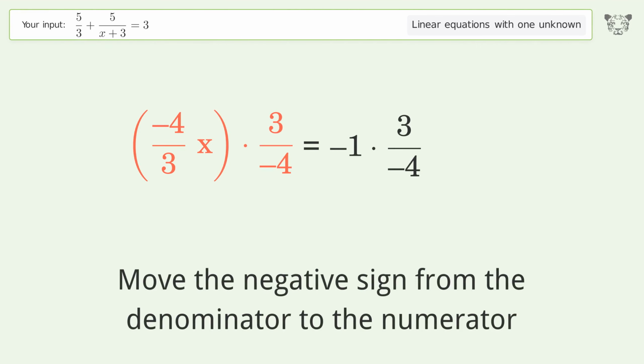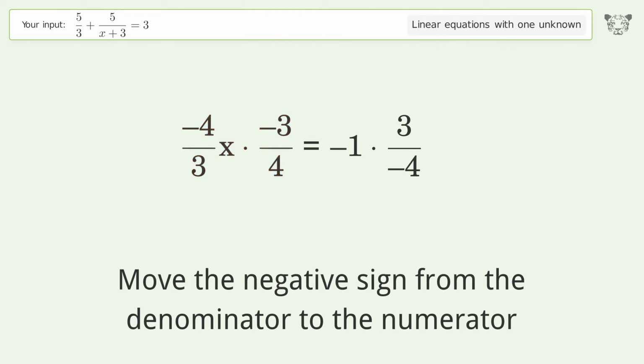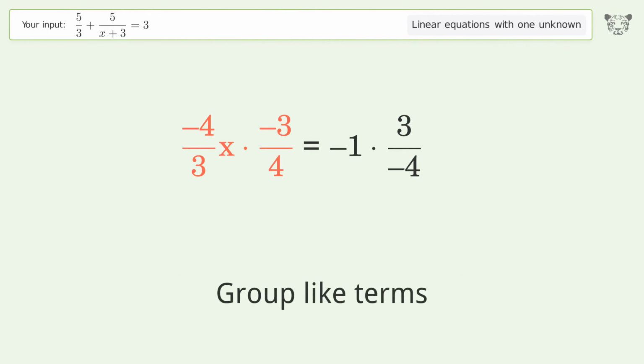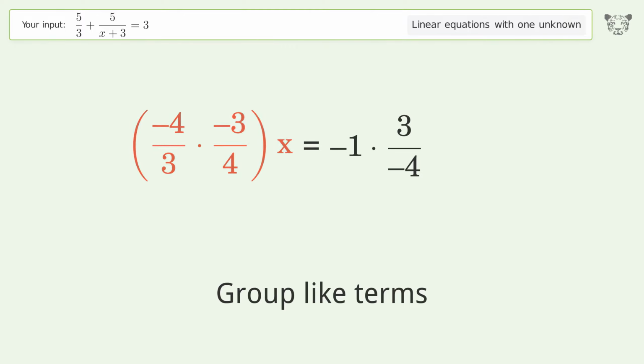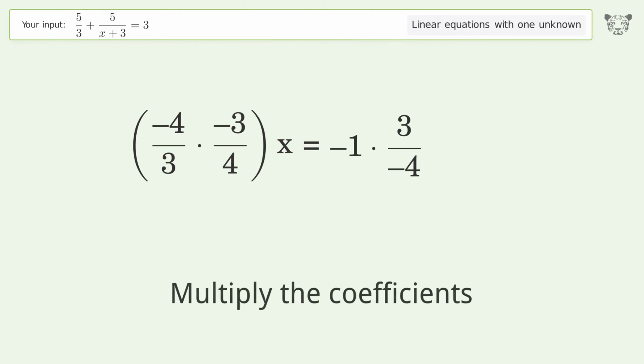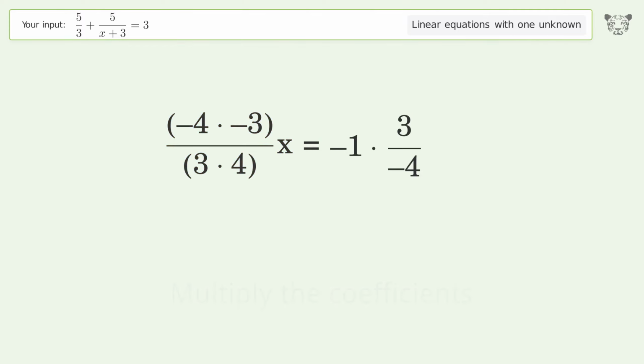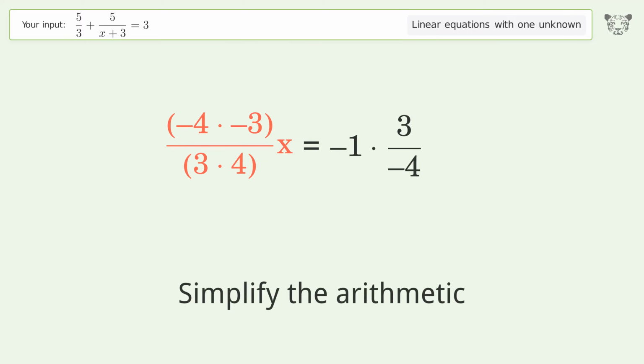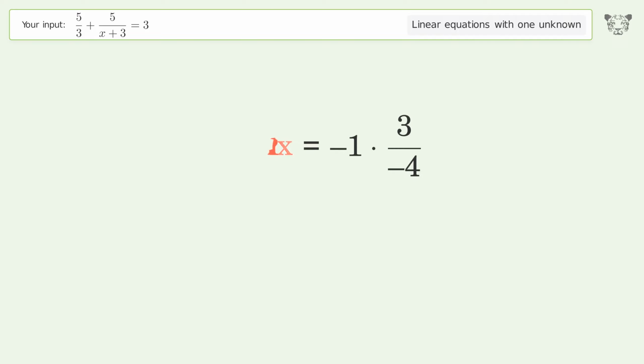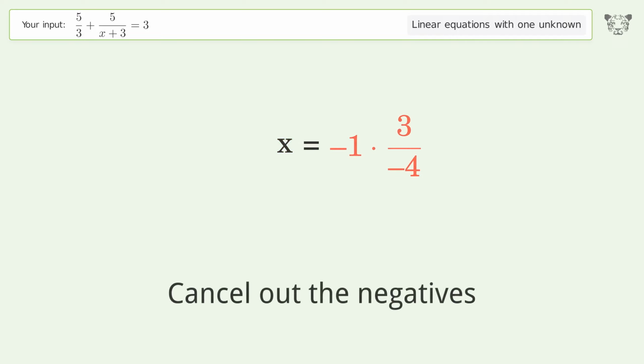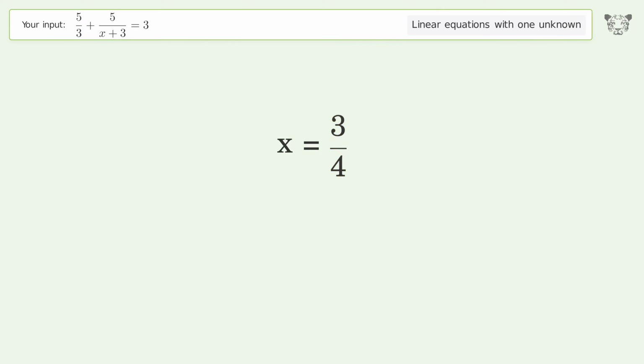Move the negative sign from the denominator to the numerator. Group like terms. Multiply the coefficients. Simplify the arithmetic. Cancel out the negatives. And so the final result is x equals 3 over 4.